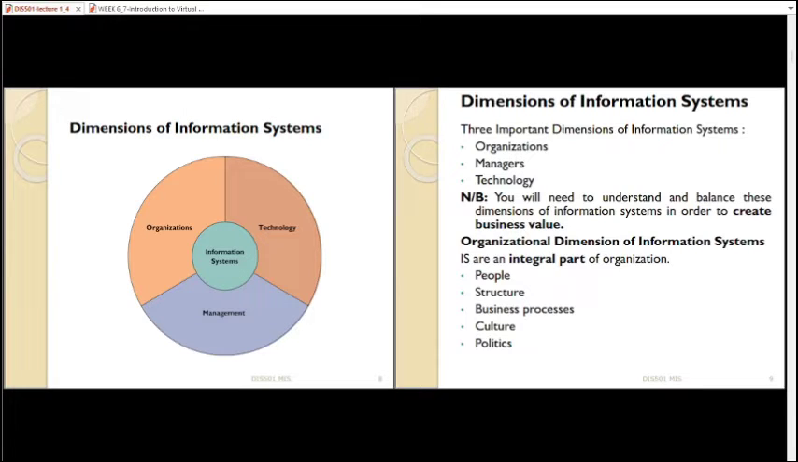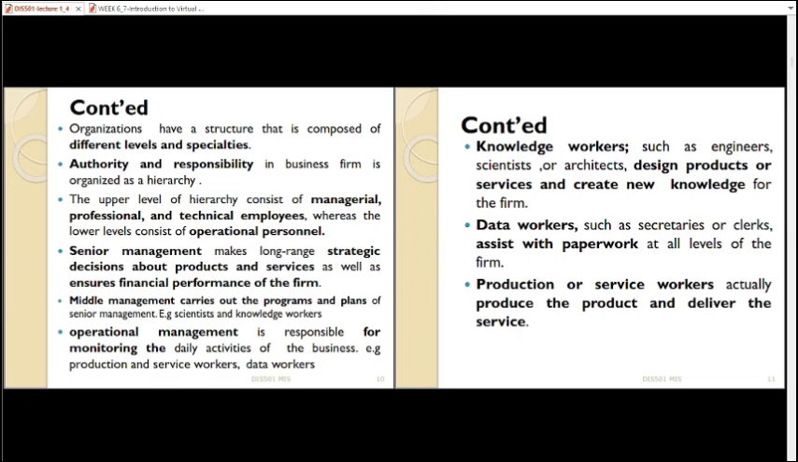And if we look at organization by itself, we're looking at people, structure, business processes, culture, and politics. All those will always be found, regardless of whatever kind of organization we are running. We are always going to find them there. Now, again, if you look at the upper level hierarchy, this is where we have the managerial, professional, or technical employees, those who manage other employees.